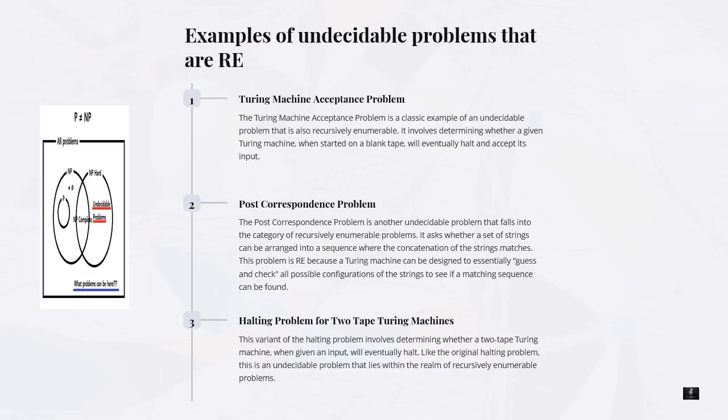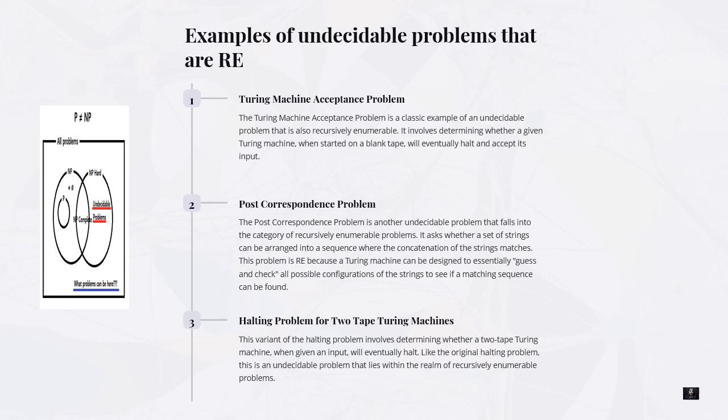Next is an example of undecidable problems that are RE. First is the Turing machine acceptance problem. The Turing machine acceptance problem is a classic example of an undecidable problem that is also recursively enumerable. It involves determining whether a given Turing machine, when started on a blank tape, will eventually halt and accept its input.